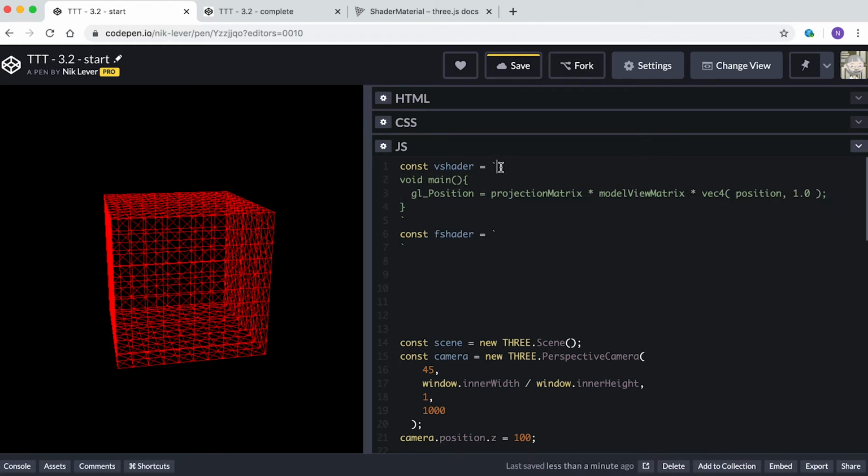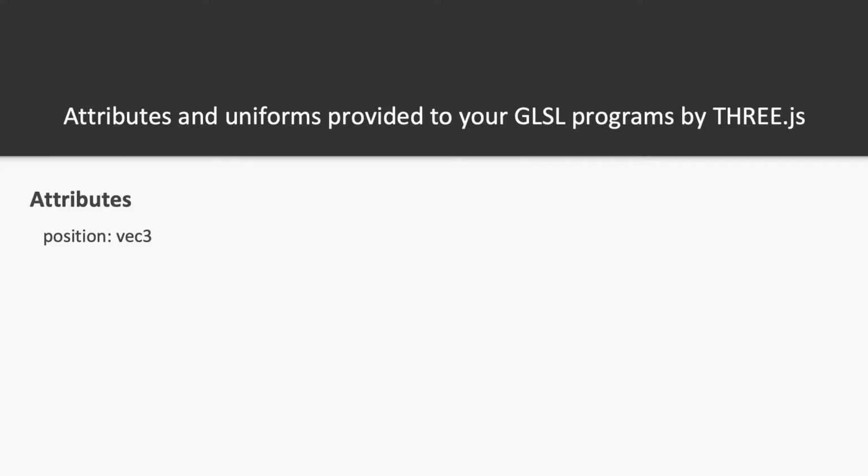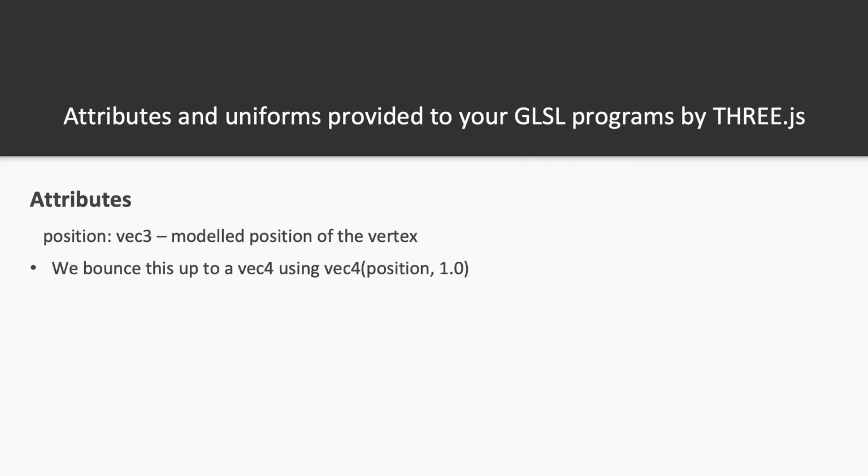Let's review it. Every shader program must have a main function. In GLSL, like C, a function is given a return type. Since this function does not return anything, we use the keyword void. A vertex shader must set the position of the vertex. It receives the model position as the variable position. This is provided automatically by the ThreeJS library. It is a vec3 type and we need it to be a vec4, so we add a 1.